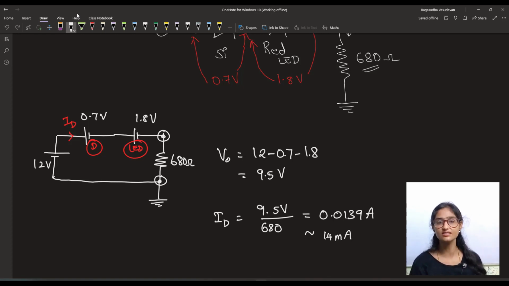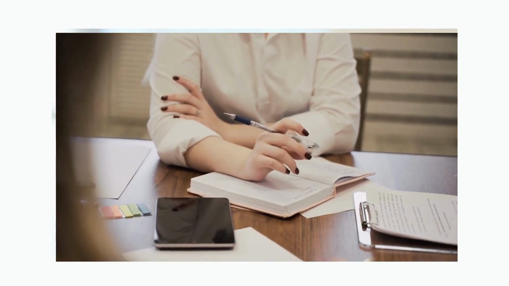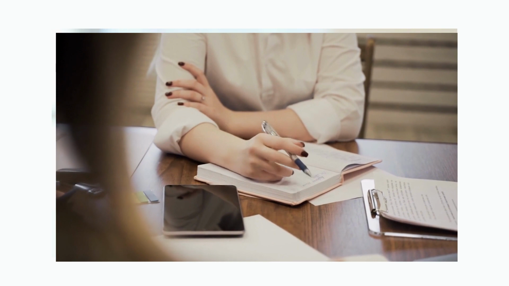Okay, this is a very simple problem which involves the basic concept of diode operation. So once you are able to understand the forward bias and reverse bias behavior of a diode, you will be able to solve this problem on your own. Next, I am going to solve another problem involving two diodes in parallel. It is the same concept. So I would recommend you all to pause the video, try it on your own, and then continue watching the solution.